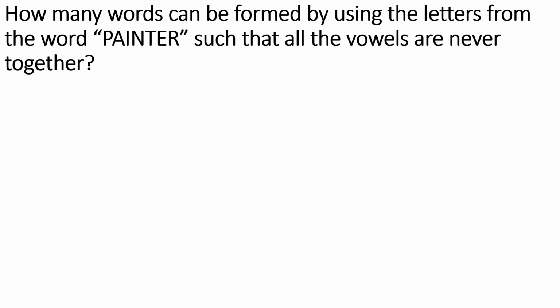How many words can be formed by using the letters of the word painter such that all the vowels are never together? So for this, first you have to find the total number of arrangements. So here we have number of words, n is equal to 1, 2, 3, 4, 5, 6, 7. And we have no repetition here. Therefore, total number of words without any condition is 7 factorial. So 7 factorial, 7 into 6 into 5 into 4 into 3 into 2 into 1. That will be 5040. Okay, this is the total words.